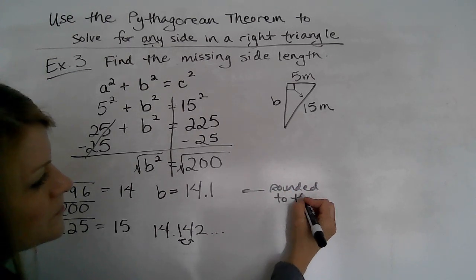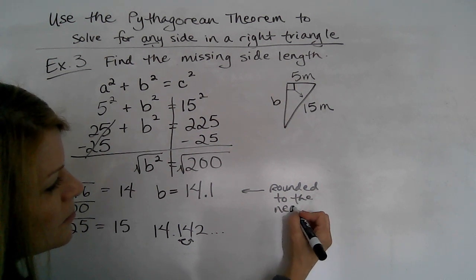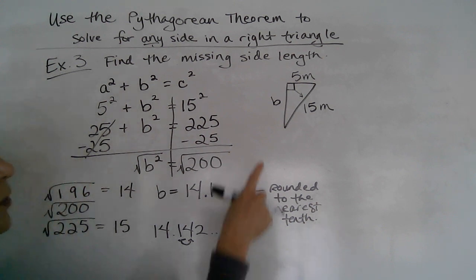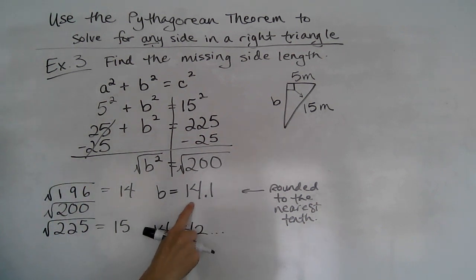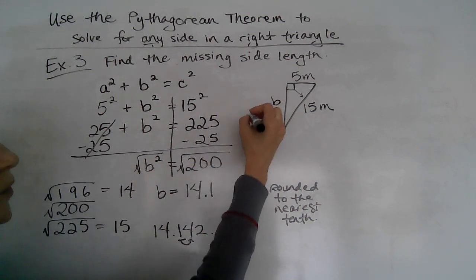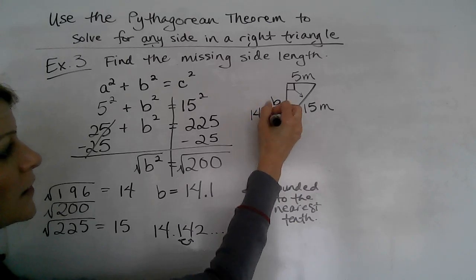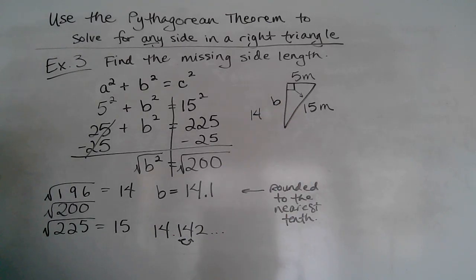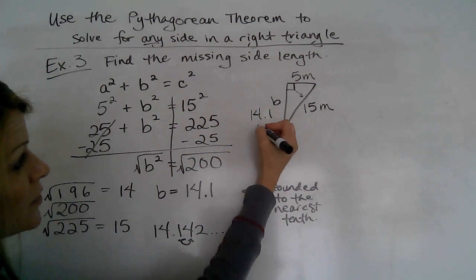So then just double check that it makes sense with your original problem. And we want to make sure that 15 is still our biggest number. It definitely is. So now we can see that the side length b is 14.1 meters. And that's a reasonable answer given our right triangle values we already have.